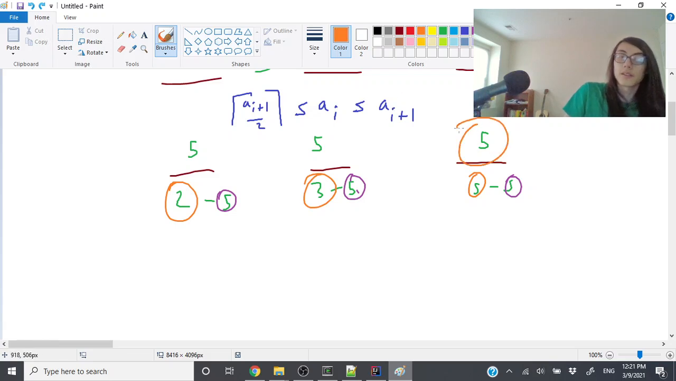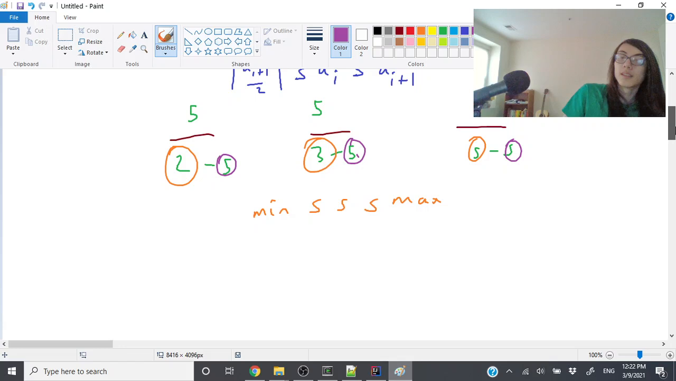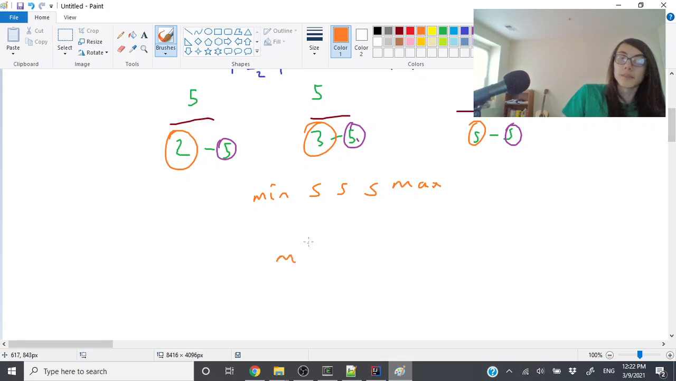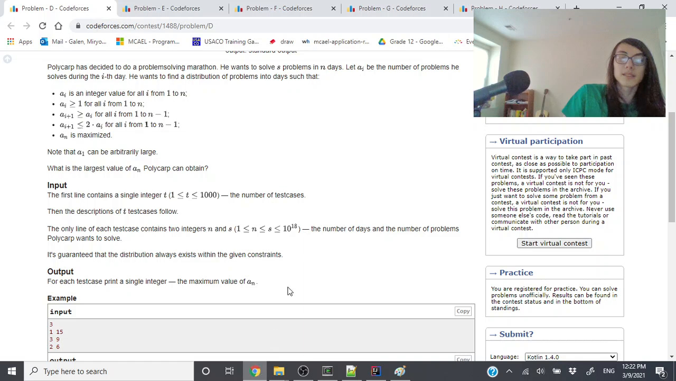So an ending value is valid only if S is between the minimum and the maximum, because we can get anything in between the minimum and the maximum. So we want to find the largest value where this is possible. Since we know the minimum is less than or equal to the maximum, and we know that there's at least one valid array that satisfies it, because they guarantee that.